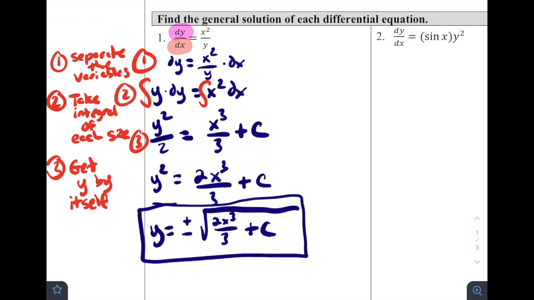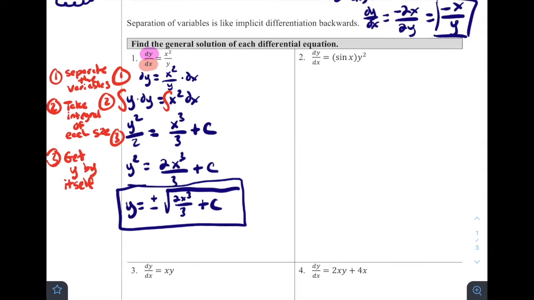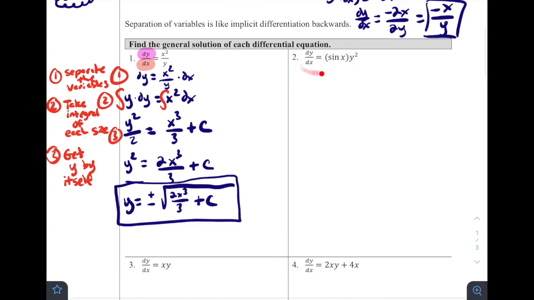Great. Let's take a look at number 2. Problem number 2 says dy dx is equal to sine of x times y squared.